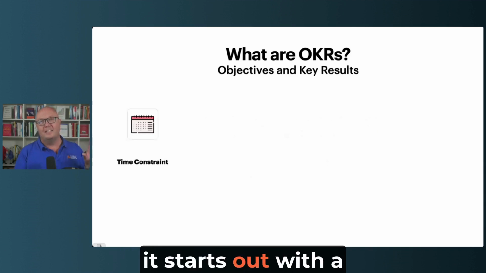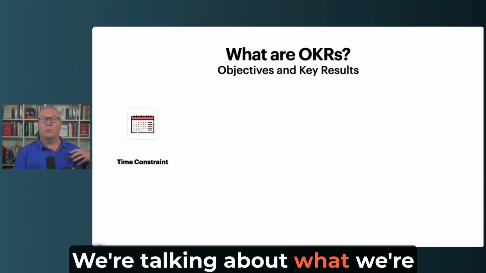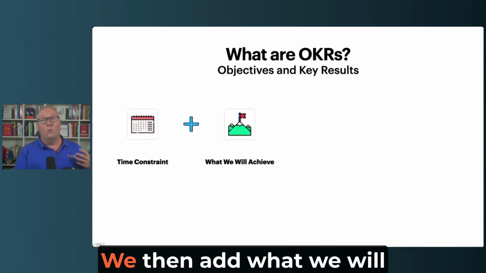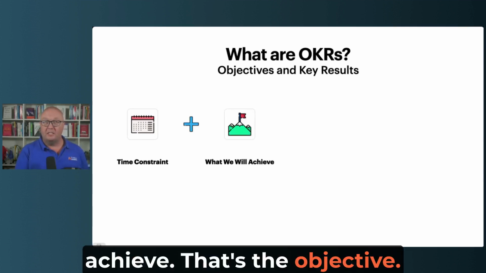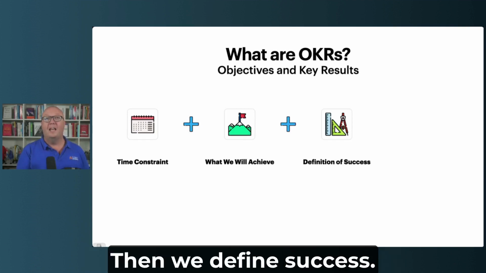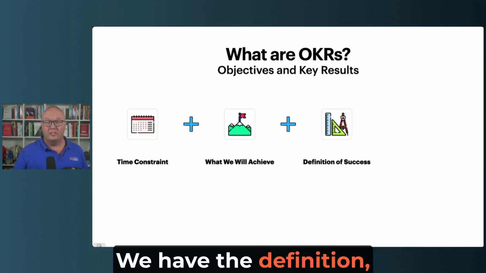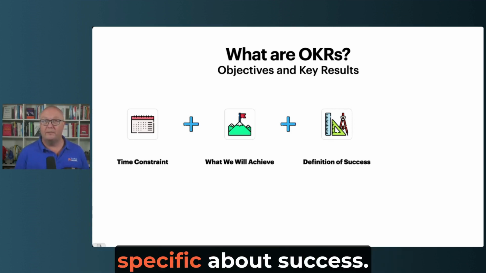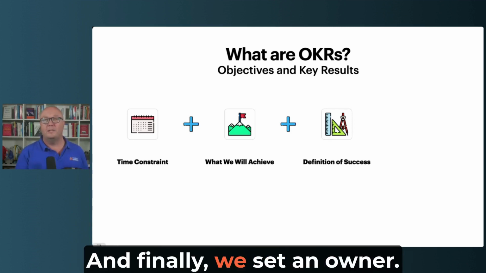Well, it starts out with a time constraint. We're talking about what we're going to get done in a specific time constraint. Normally it's a quarter. We then add what we will achieve. That's the objective. This is the thing we're trying to actually do in this quarter. Then we define success. We have the definition, we have the metrics, the milestones, whatever it means to be really specific about success. And finally, we set an owner.